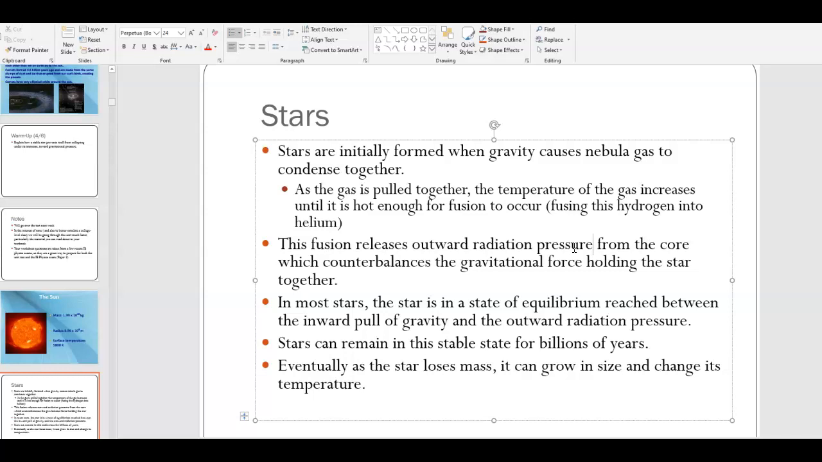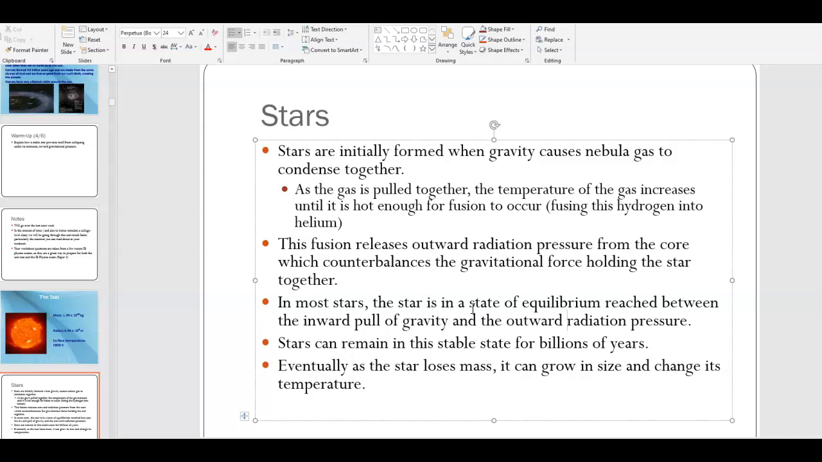Now, you also have an inward pressure from the gravitational force, because all that gas has mass, and mass attracts towards itself, like we've talked about. Typically, in most stars, you have an equilibrium reached between the inward pull of gravity and the outward radiation pressure. And that is something you need to be able to explain, because you often see questions about that. And typically, stars can remain in this kind of stable equilibrium for millions or billions of years. Our sun is currently in that state.